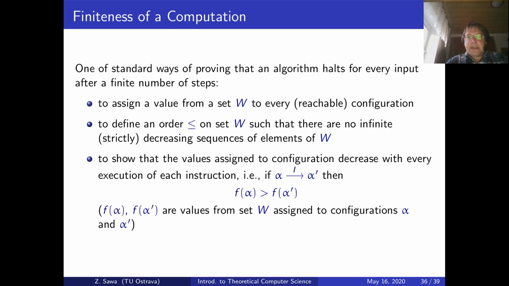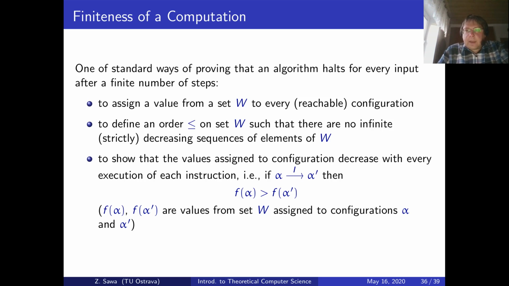The basic idea is as follows. If the algorithm halts, then during the computation some kind of value is decreased or increased. We will concentrate on the case of decreasing. This is something that requires some insight, and it is not something that could be generated automatically for every code.